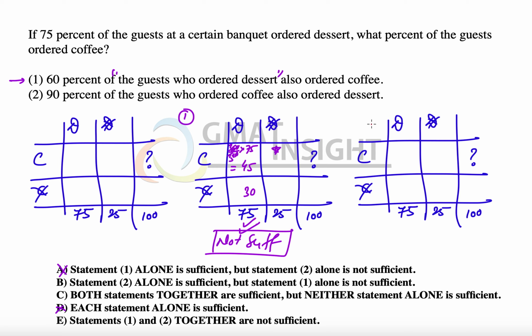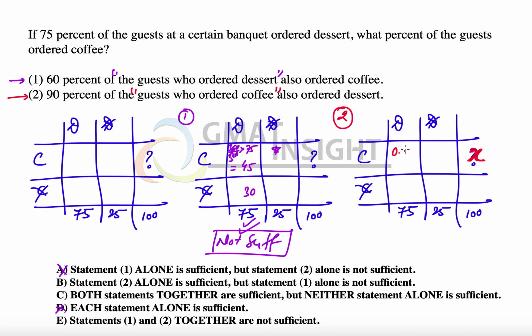Let's move to statement 2. Statement 2 says that 90% of the guests who ordered coffee also ordered dessert. So, 90% of guests who ordered coffee. Let's assume that this is the guests who ordered coffee, so we have to find out X, and 90% of these X also ordered dessert.